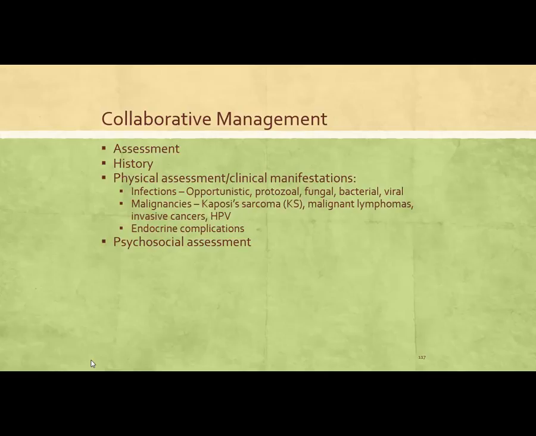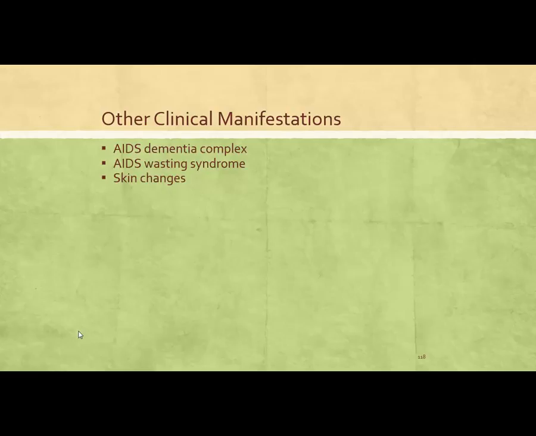With the endocrine complications, there's a higher risk of cardiovascular problems, diabetes. We see weight loss due to wasting syndrome. We also see adrenal dysfunction. Psychosocial assessment, remember to set your biases aside when you're caring for these patients, because oftentimes we may see guilt, fear, anxiety, loss of relationships, so we will definitely have some work to do with them.